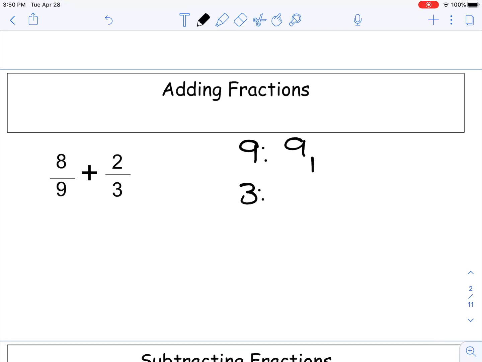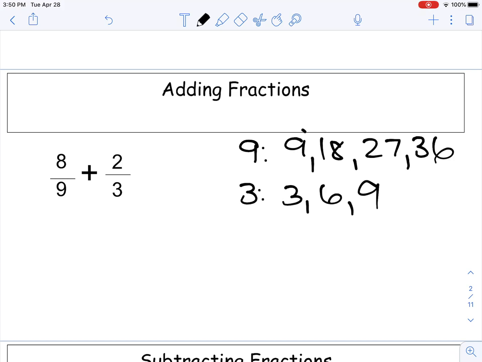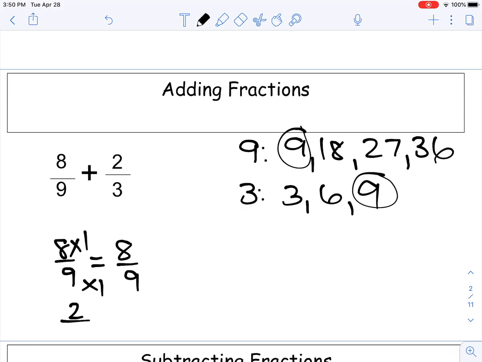So 9 and 3. 9, 18, 27, 36, and then 3, 6, 9. There it is. It's 9. This is the part I do want to see on your independent practice, though. I do want to see that you knew 8/9 stayed as 8/9 because you multiplied by 1. And I do want to see that you knew 2 times 3, you multiplied by those 3. Some form of that kind of work. Okay? And then 8 plus 6, I'm going to add my numerators, is 14/9.